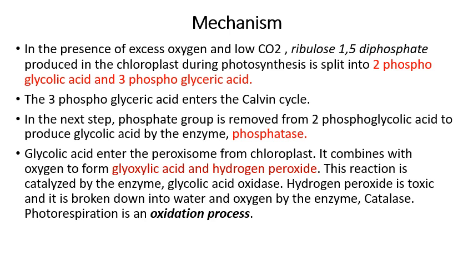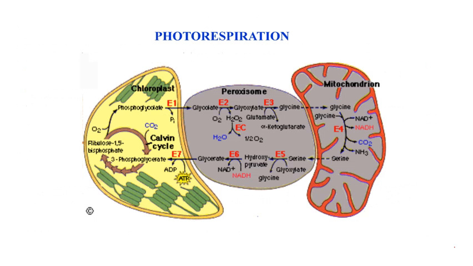Now let us see about its mechanism. Here 1,5-diphosphate is produced during photosynthesis with excess oxygen and low CO2 and it splits into 2-phosphoglycolic acid and 3-phosphoglyceric acid. The 3-phosphoglyceric acid enters the Calvin cycle, whereas from 2-phosphoglycolic acid the phosphate group is removed by the enzyme phosphatase so as to form glycolic acid. Then the glycolic acid remains, and this glycolic acid enters into the peroxisome where it combines with oxygen.